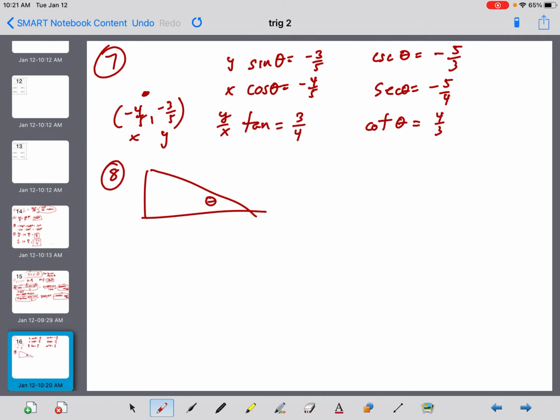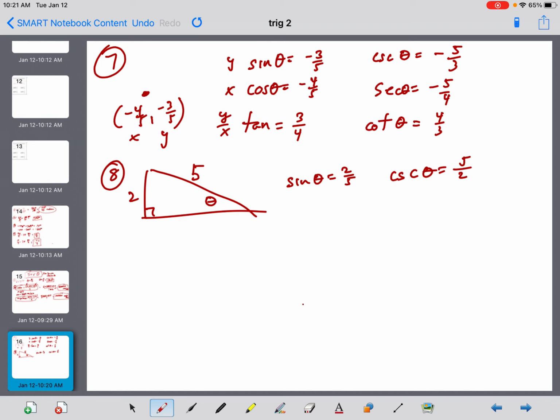Number 8 gives us this right triangle picture. It gives us theta right there, and gives us the opposite and the hypotenuse. So that actually is sine theta, 2/5. And you could do cosecant right away. Cosecant theta is going to be 5/2. And you got that done.